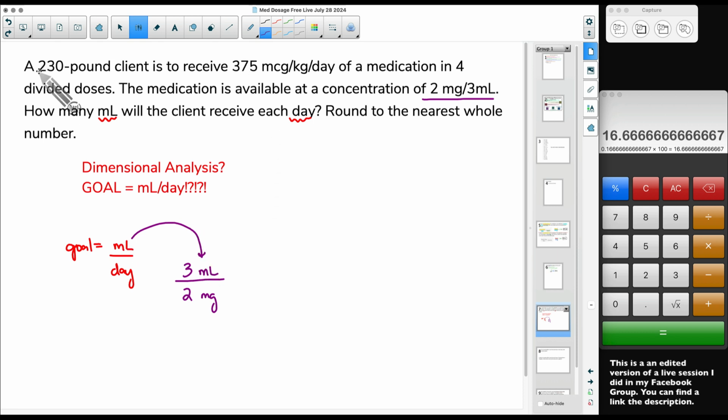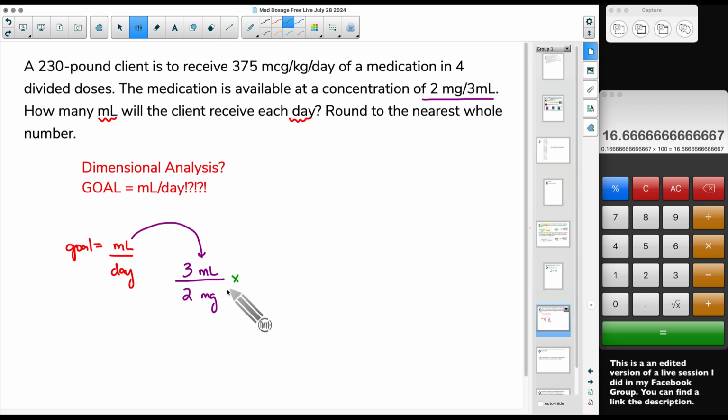Again, I know I kind of unerased it, but I didn't care about the 230 pounds yet. I didn't care about this. I didn't care about this or this. All I cared about was the word milliliters to get started. Now let's move on. We need milliliters per day.